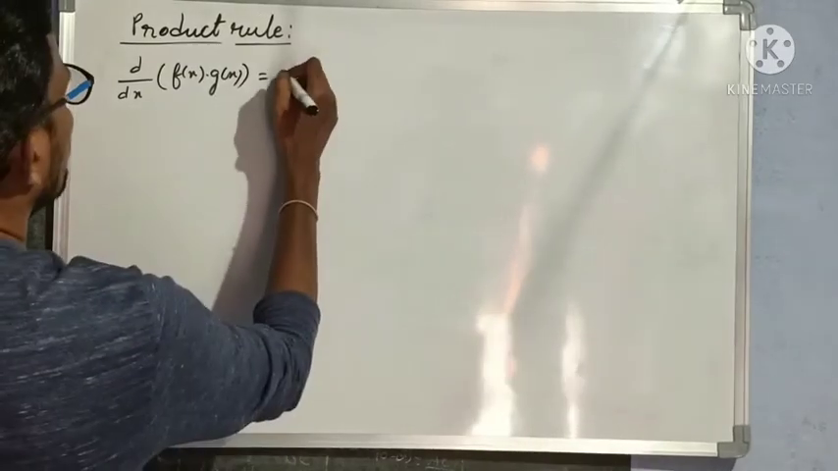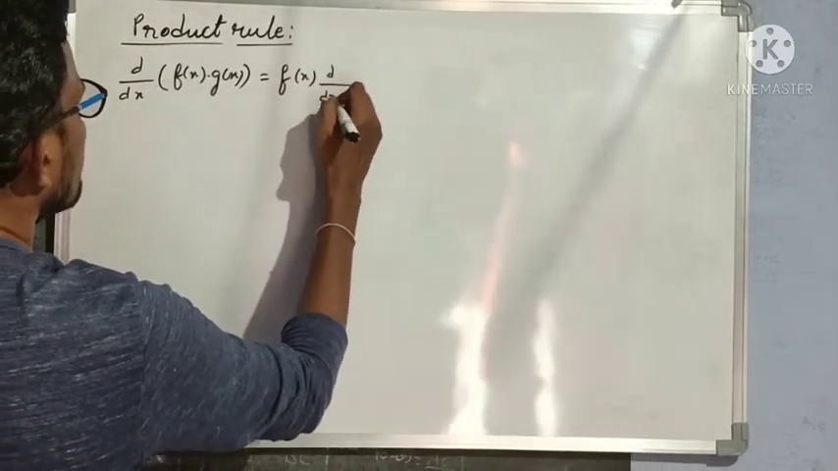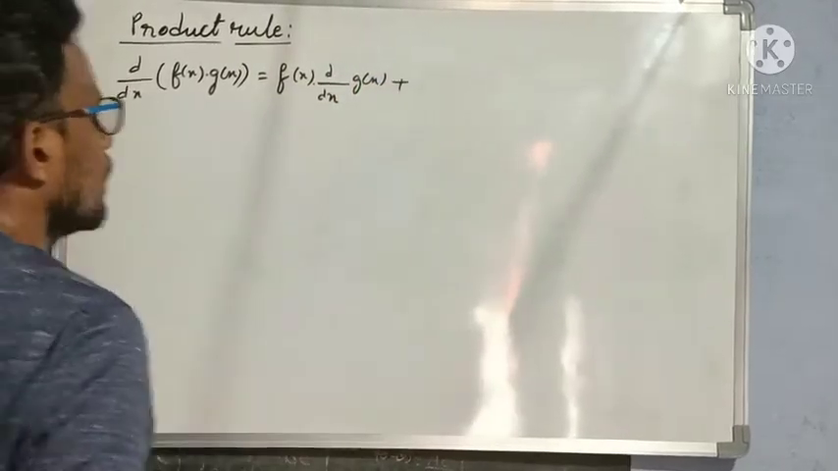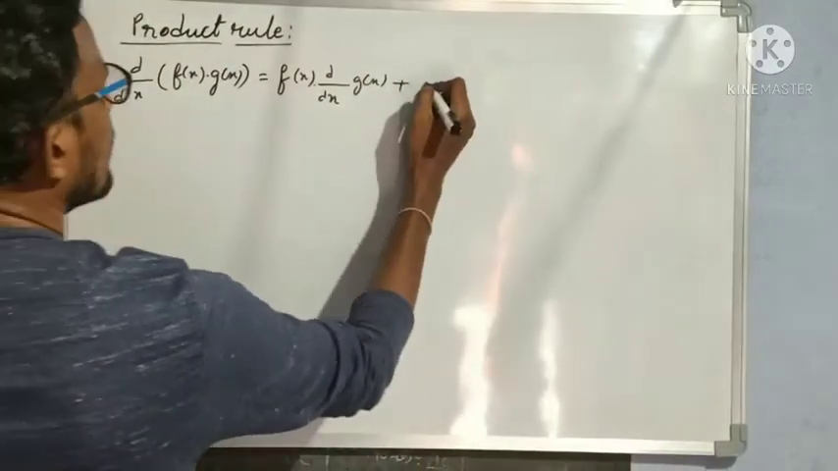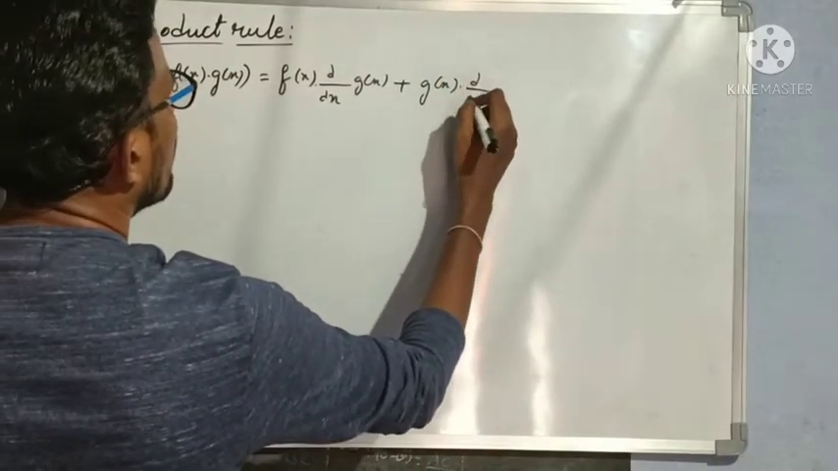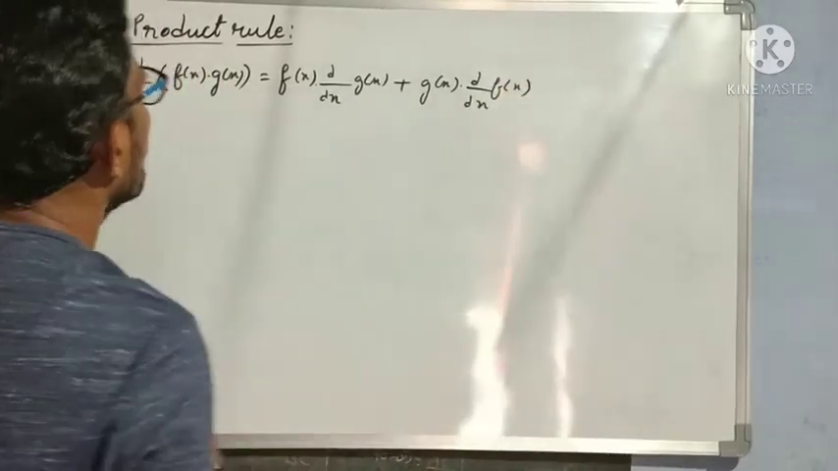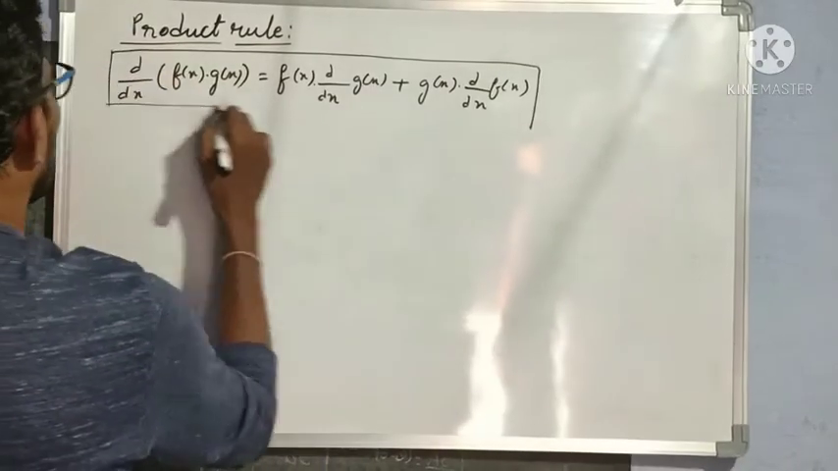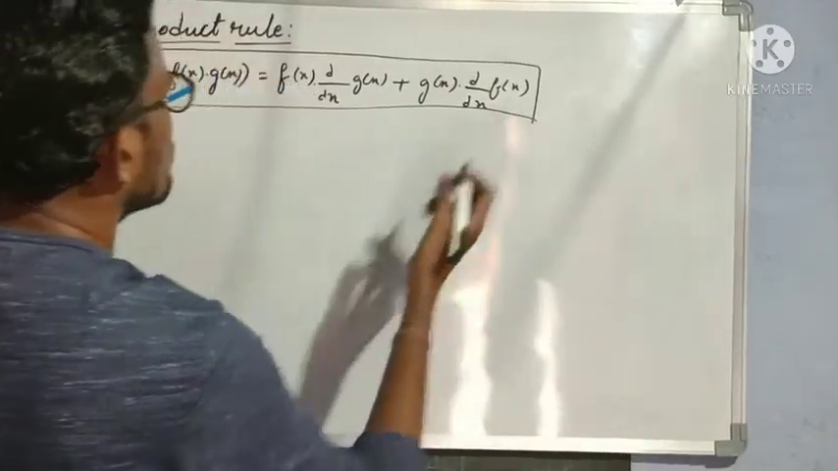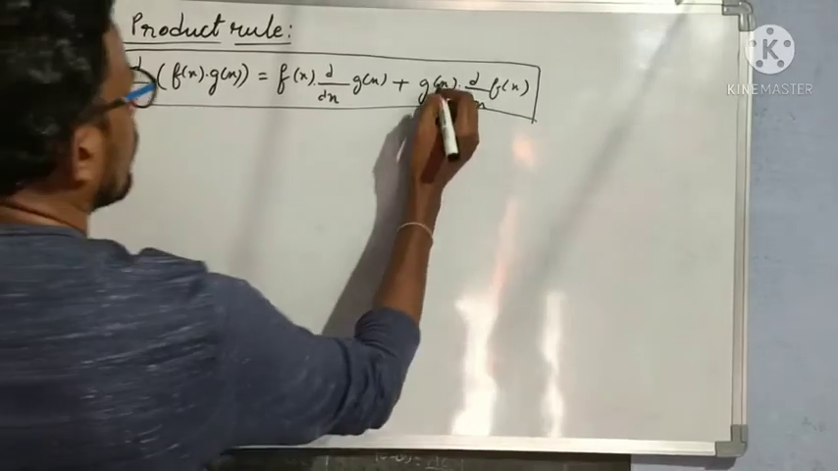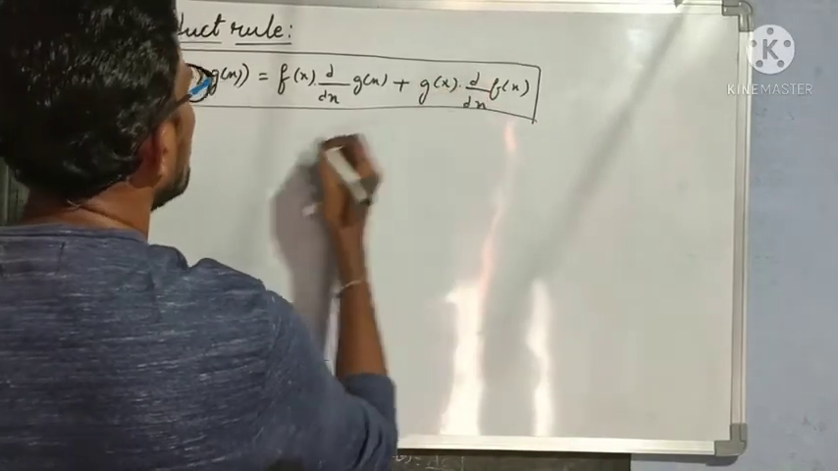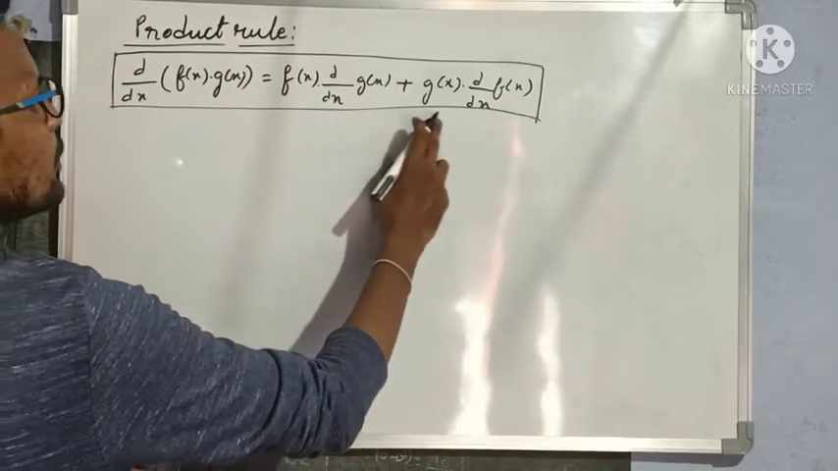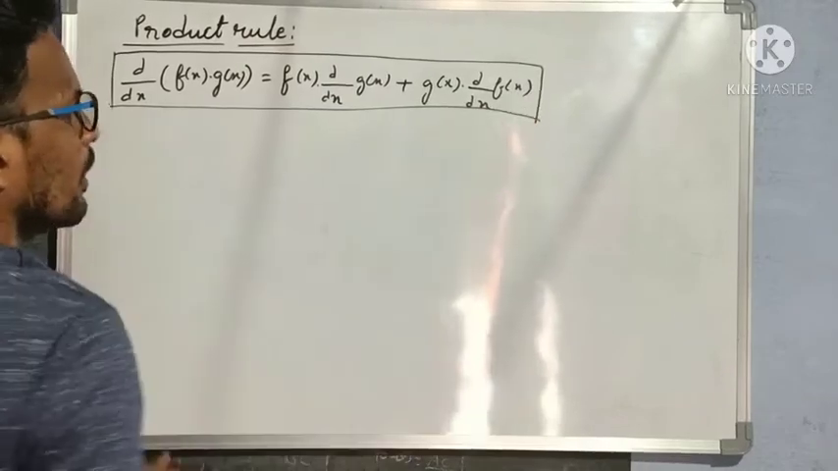so first function as it is and differentiate the second function, f of x into d by dx of g of x, plus again now second function as it is, g of x into d by dx of first function, that is f of x. This is a very important formula, product rule. So many times we will be using it in our problems. Okay, so keep in mind and learn by heart this formula, that is d by dx of f of x into g of x is equal to f of x into d by dx of g of x plus g of x into d by dx of f of x.